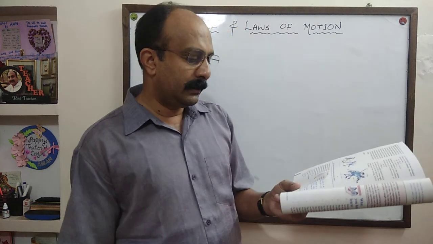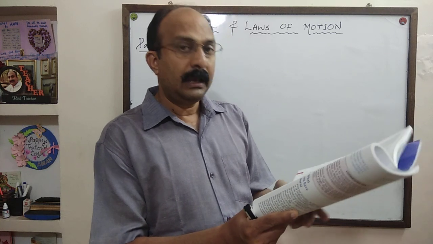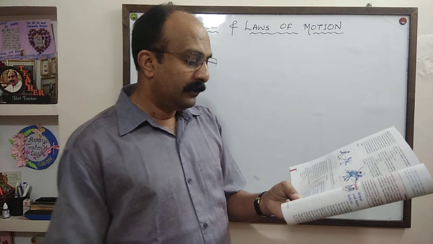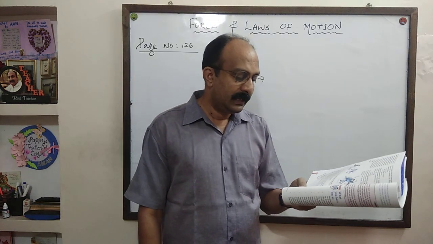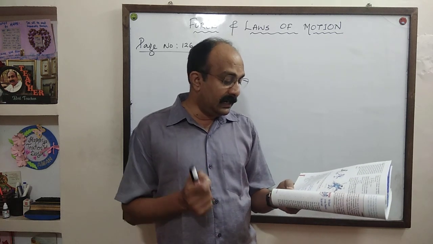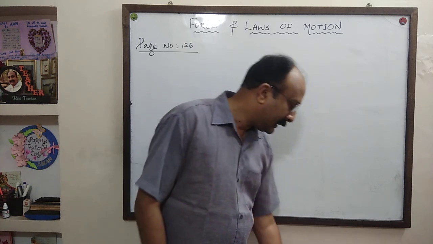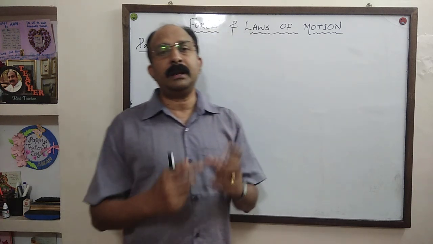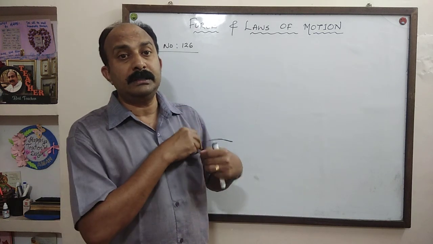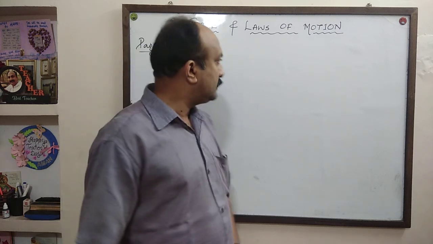Next is a numerical. From a rifle of mass 4 kg, a bullet of mass 50 gram is fired with an initial velocity of 35 meter per second. Calculate the initial recoil velocity of the rifle. A bullet is fired from a rifle. Here this question is all about two bodies, which are the bullet and the rifle.